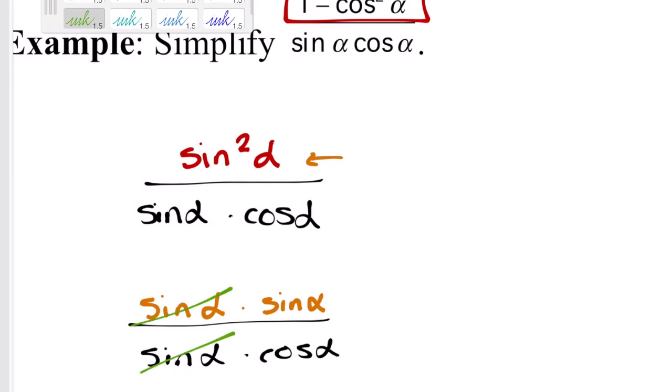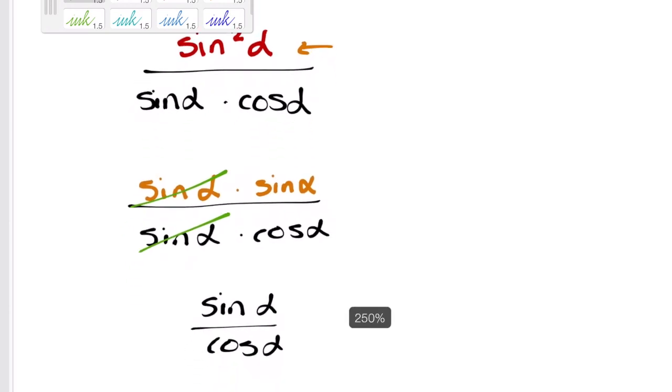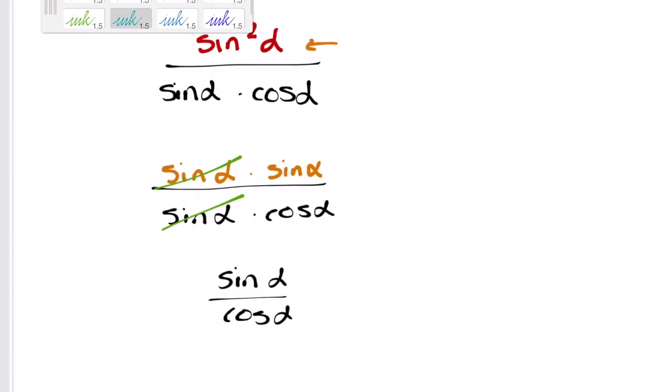So that'll go away. Bye, Felicia. Sorry if there's a Felicia, please don't go away. And then I have sine over my cosine. And I know sine over cosine is one of my reciprocal identities that is equal to tangent. And I've gotten it down to just one trig function, and we're done.